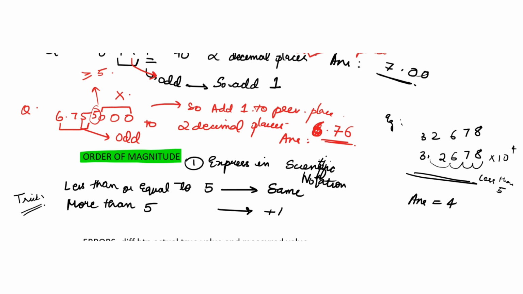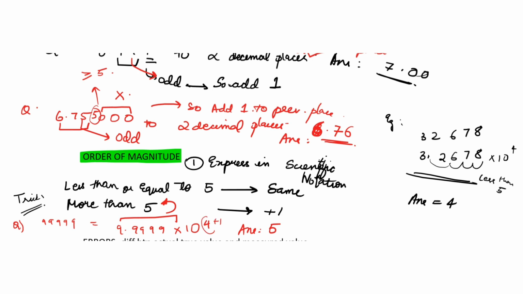Now let's look at the next question. Take the number 99999. First, what should you do? Express in scientific notation, you get 9.9999 into 10 power 4. This number 9.9999 is greater than 5. So what should you do? Add 1 to the number on top of 10. So what is the order of magnitude of the given number? Yes, it is 5. So the answer is 5.